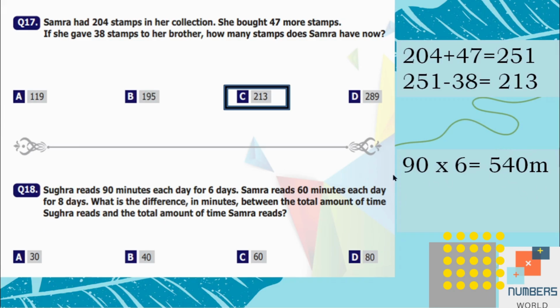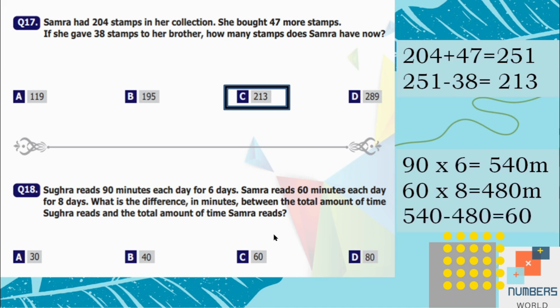And we will do similar work for Samra as well. The number of minutes multiplied by the number of days. So Samra's minutes are 480 minutes. Now the difference between their work is 540 minus 480, it's 60 minutes.